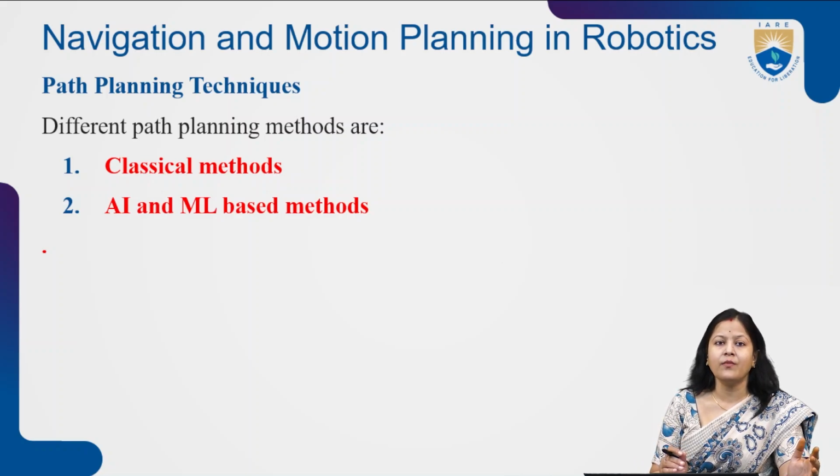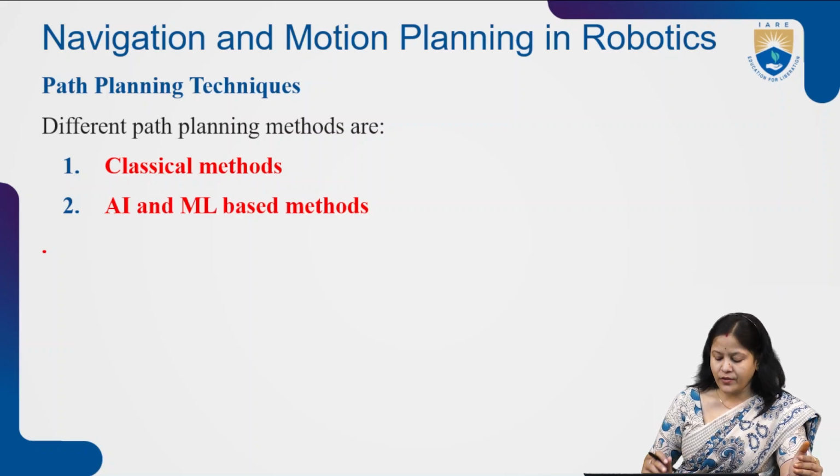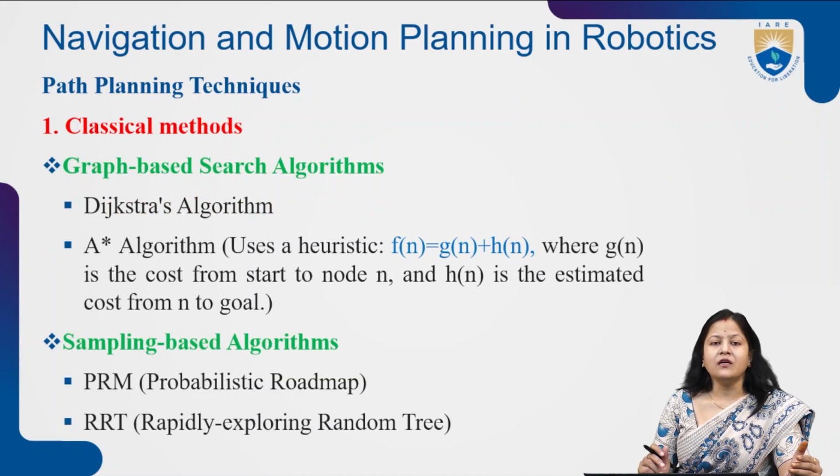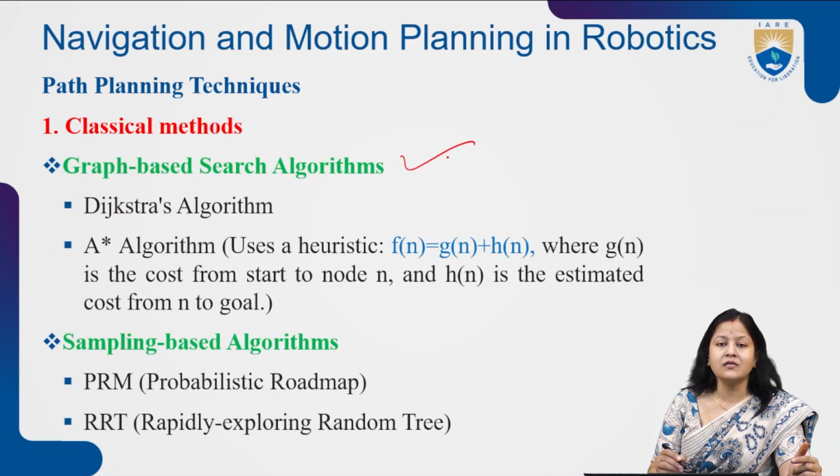One is the classical method. The second one is the AI and ML based method, artificial intelligence and machine learning based methods. In classical methods, two different algorithms are used. One is the graph based search algorithms and the second one is the sampling based search algorithms. In graph based algorithms, already we are aware of this, the Dijkstra's algorithm and A-star algorithm.